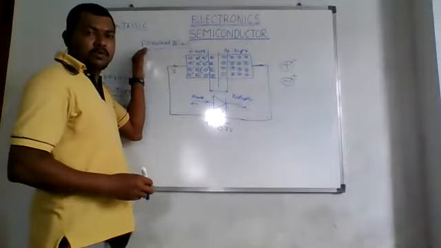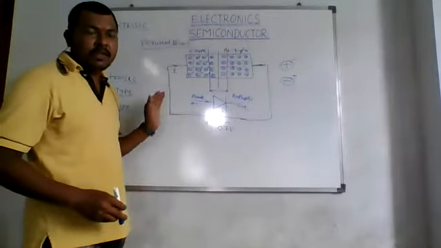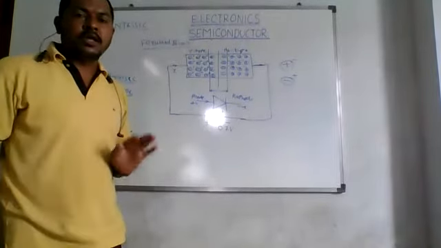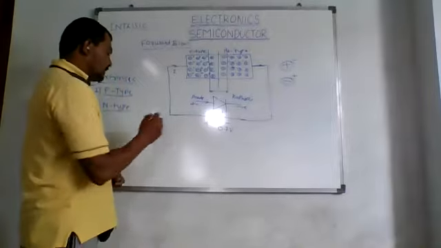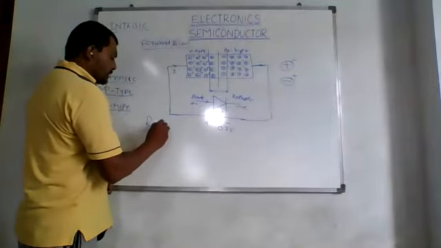That is called biasing. Forward bias means when it conducts, when the current flows through it, that is called the forward bias condition. The second one is the reverse bias condition.